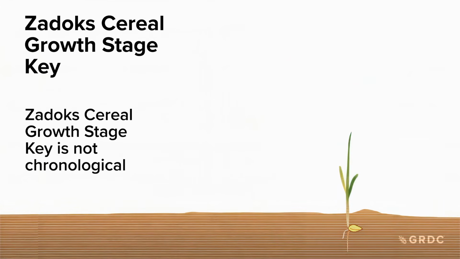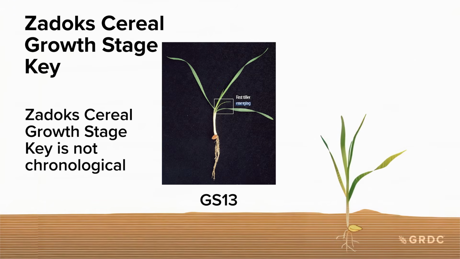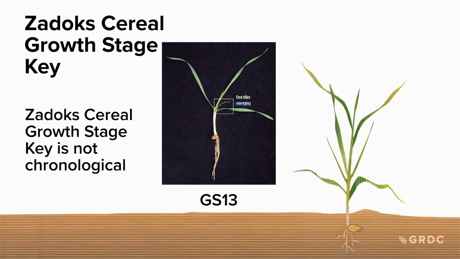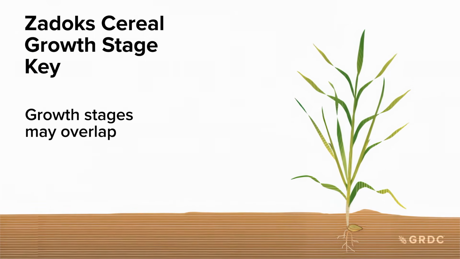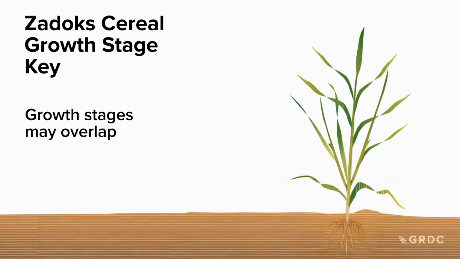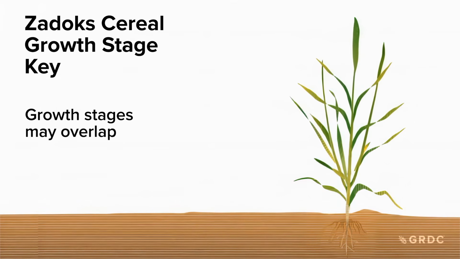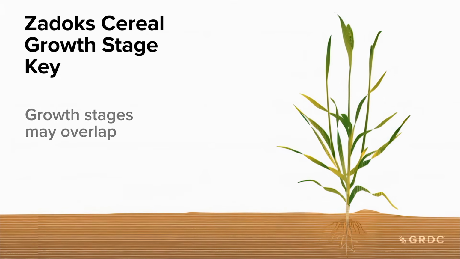The Zadoks growth stage key does not run chronologically. For example, when the crop reaches 3 fully unfolded leaves at GS13, it begins to tiller, GS20, before it has completed 4, 5 and 6 fully unfolded leaves, GS14, 15 and 16. Because growth stages overlap, it's possible to describe a plant with several growth stages at the same point in time.